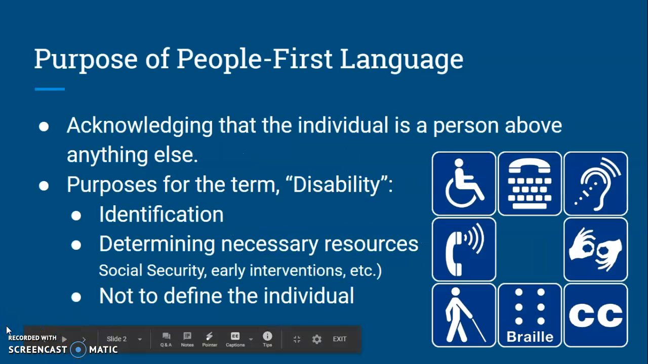I'd like to begin with the purpose of using People First language. The primary purpose of using People First language is to acknowledge that the individual is a person above anything else, and that includes the disability.